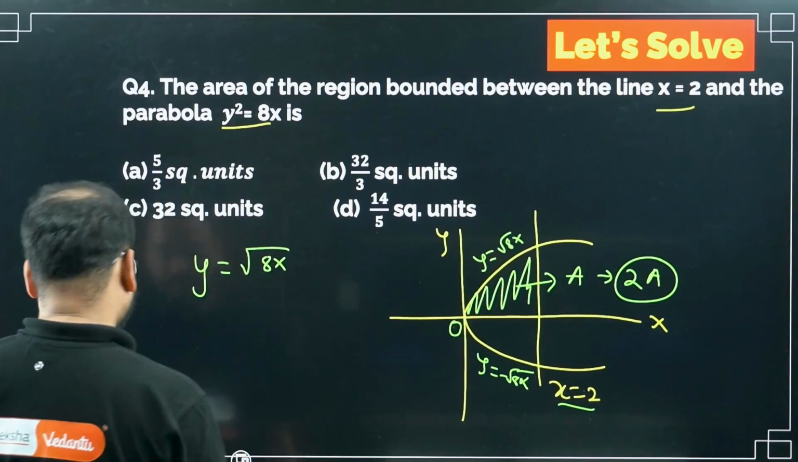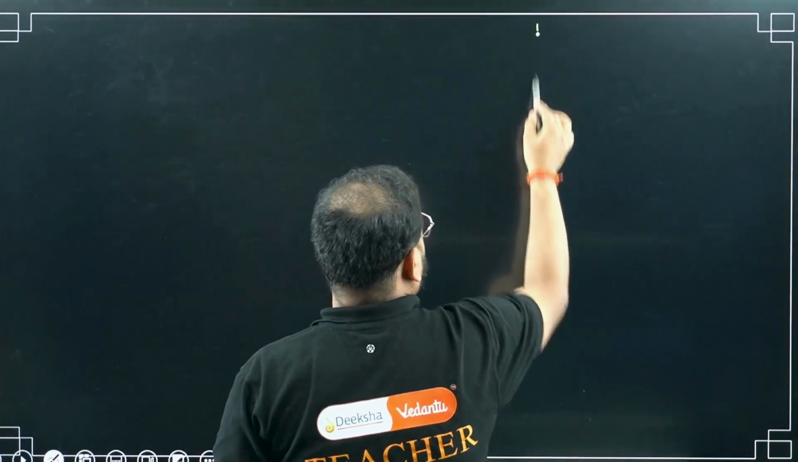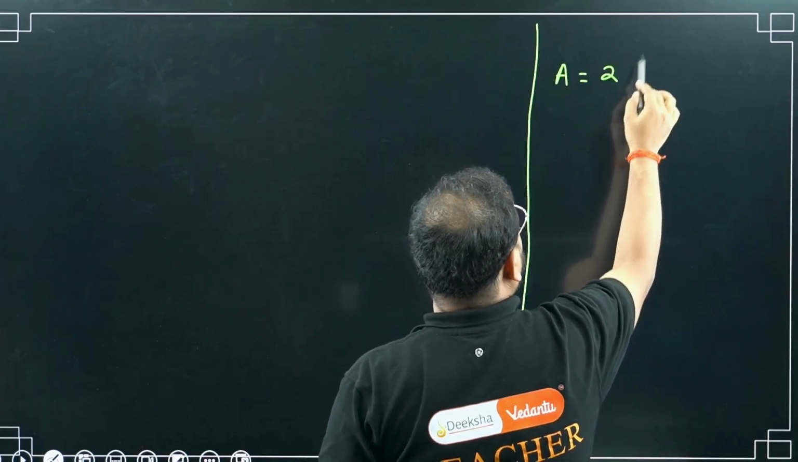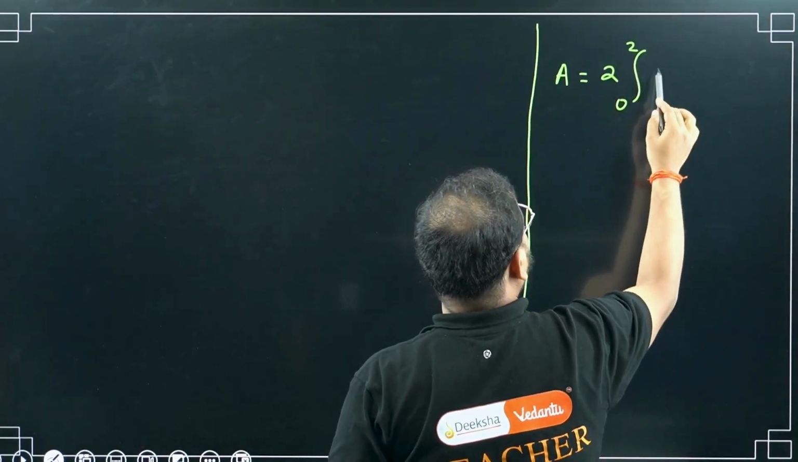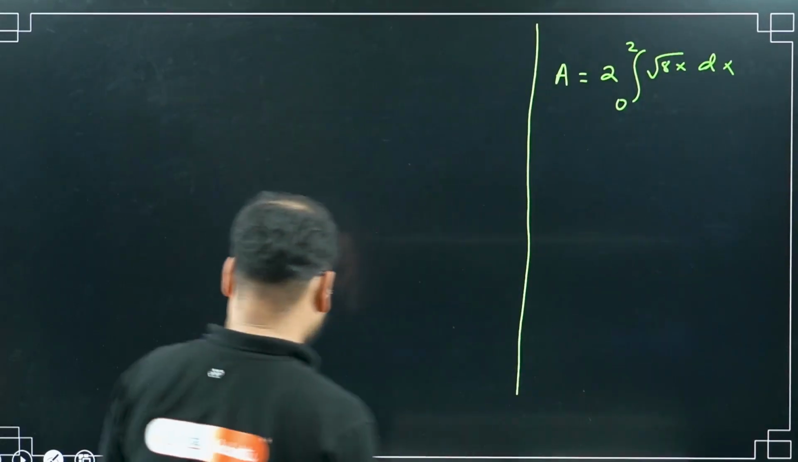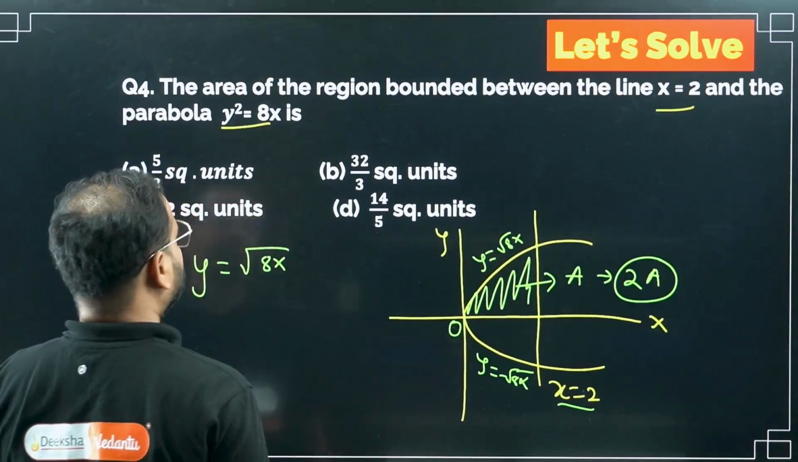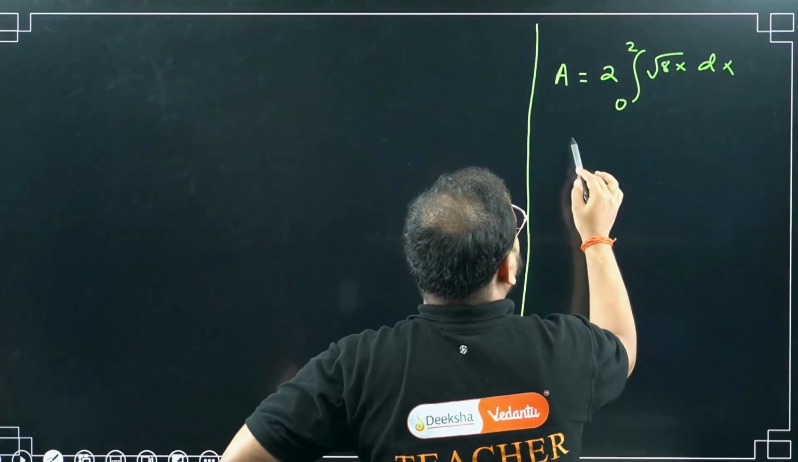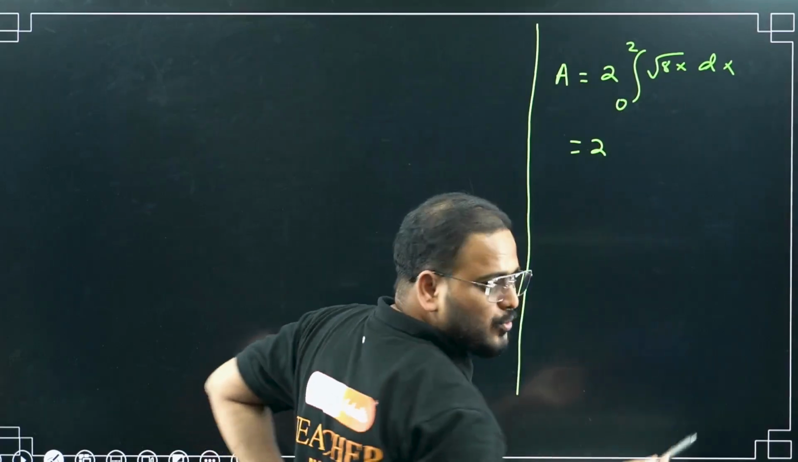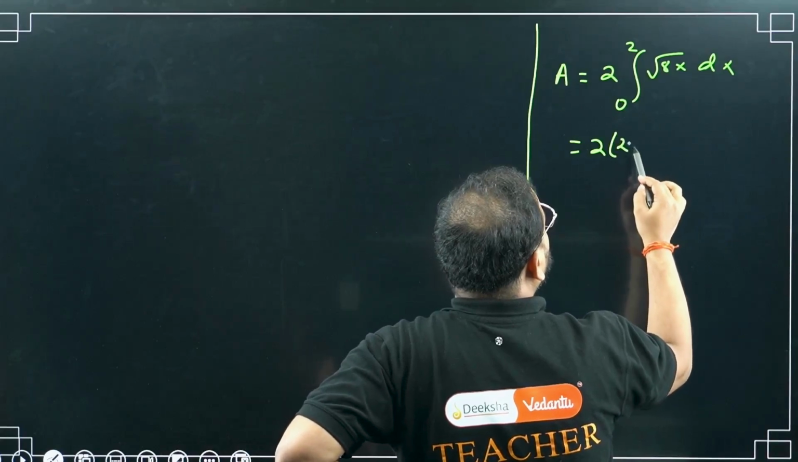So my area A will look like this: twice the integration from 0 to 2 of root 8x dx. Please check, anything I missed? The limit is correct, 0 to 2. Let's do the integration. 2 times is outside. The constant is root 8, right? So what is root 8? 2 root 2. Root 4 is 2, and root 8 is 2 root 2. So take 2 root 2 outside.